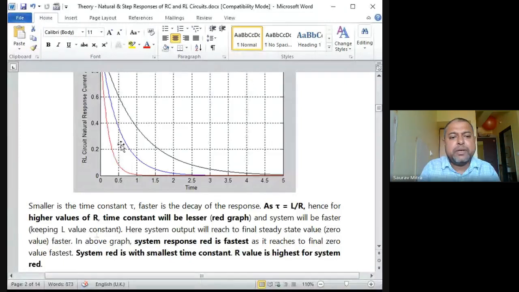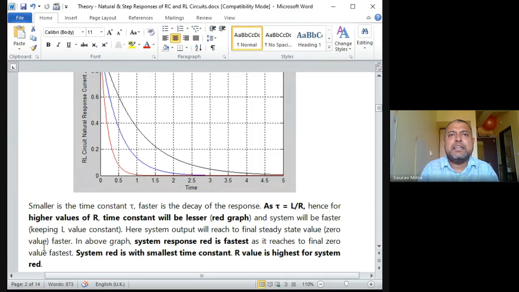We are going from black to red. Somebody can say I will be keeping R value constant and I'll keep on decreasing the L value. There also you are decreasing the tau. There also you are going from black to the red. So here system output will reach the final steady state value, zero value. So zero value is the steady state value.